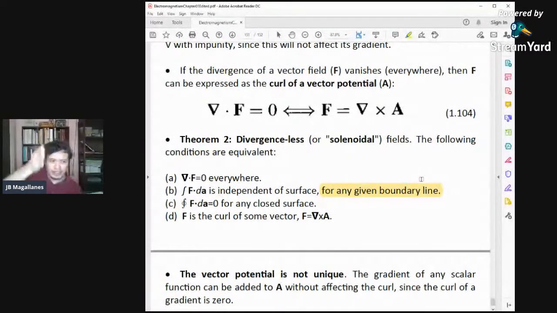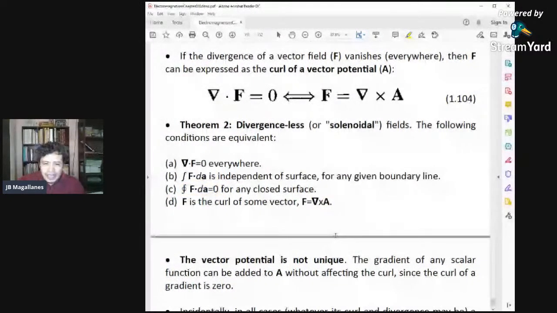It's much easier if you choose a flat surface, because the dA there would just be regular dA. If you choose a curved surface, the dA would be different in different parts of the surface. The dA would have a different direction. But no matter what surface you use, it gives you the same answer. So the closed integral of F with respect to dA will also give you 0, and F is the curl of some vector, which is the vector potential.